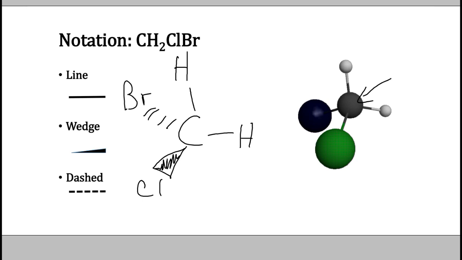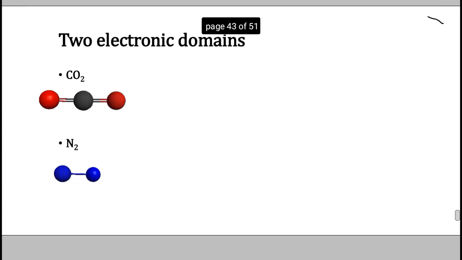All right, let's go ahead and start predicting molecular geometries from the Lewis structures. Go ahead and get out your cheat sheet of the electronic domains and molecular geometries. You're going to want to make sure that you memorize this table for the exam on Tuesday. So let's go ahead and take a look.